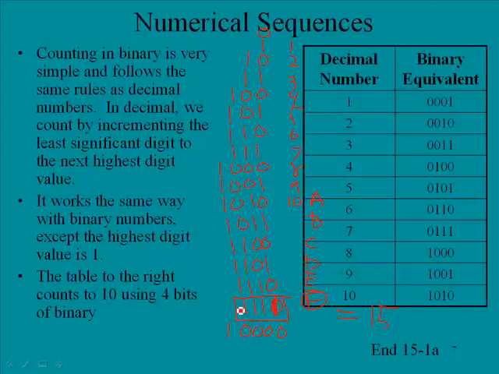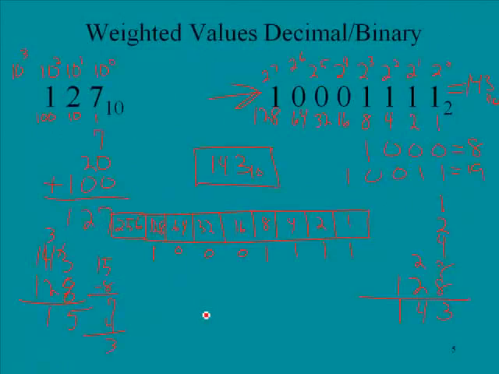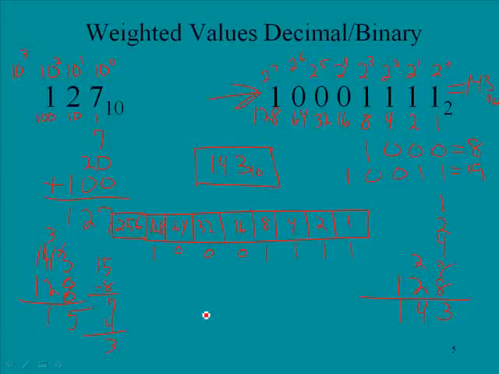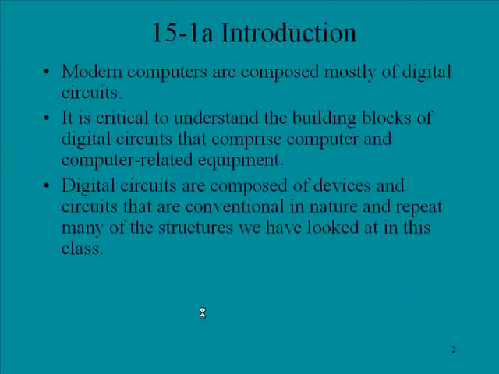Okay, so we've introduced this wonderful system we call binary. We counted in binary. We looked at the concept of a bit and a byte. Then we did some converting of binary to decimal and decimal back to binary, and we will be playing with that quite a bit in the sections that follow. And we did some comparison of the characteristics of binary and decimal. And this concludes the first part of section 15.